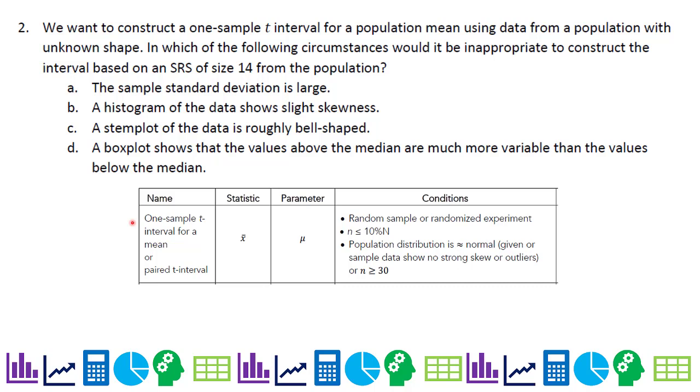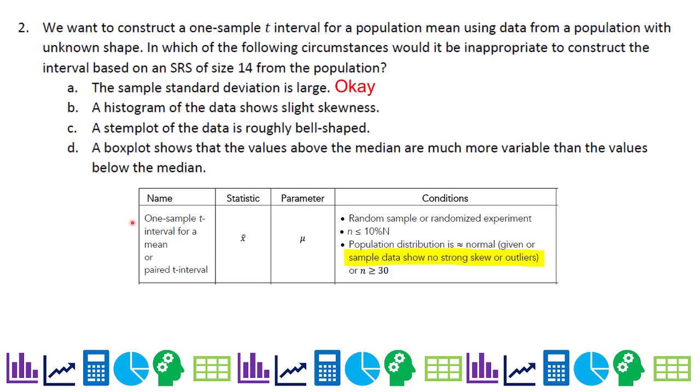Do we have a random sample? Is the sample less than 10% of the population? And of course, the distribution. Note that it's okay if it's less than 30, and we see that it's 14. So they need to either tell us it's normally distributed, or the sample data show no strong skew or outliers.